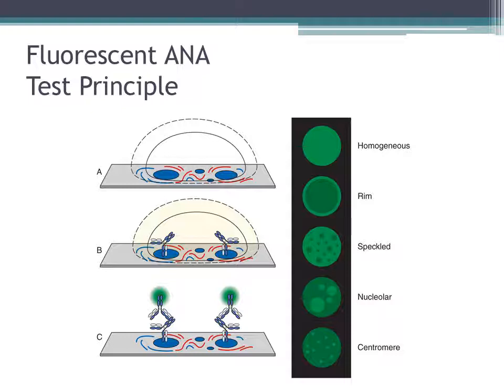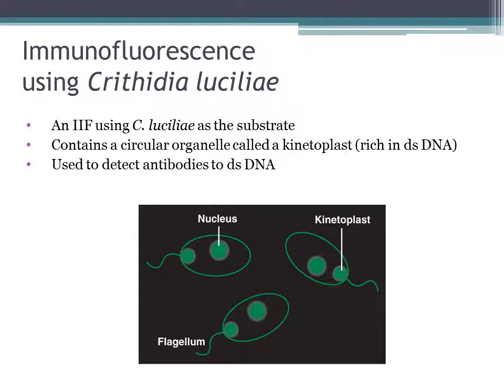As far as what kind of cells are on those slides when we start, somebody somewhere along the line figured out that we can use an organism called Crithidia luciliae. This is a parasitic protozoan organism. I believe it parasitizes houseflies, so who knows what prompted them to use this. But they found out that these organisms have an organelle, a kinetoplast, which is rich in double-stranded DNA.